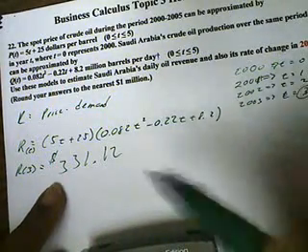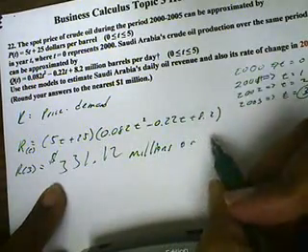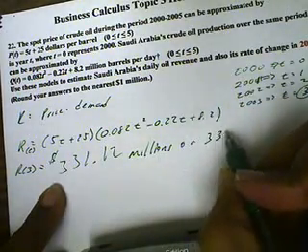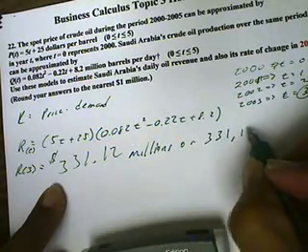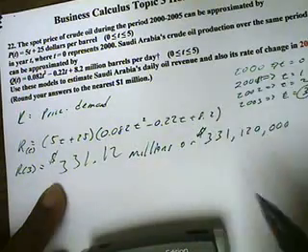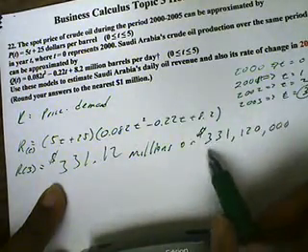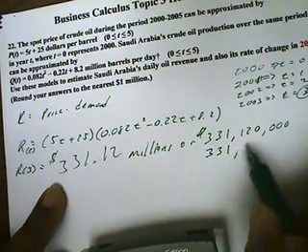Okay, so that's our revenue, and that's in millions. So we can also put this as 331,120,000. But they did say rounded in millions, so we can just have it as 331 million.